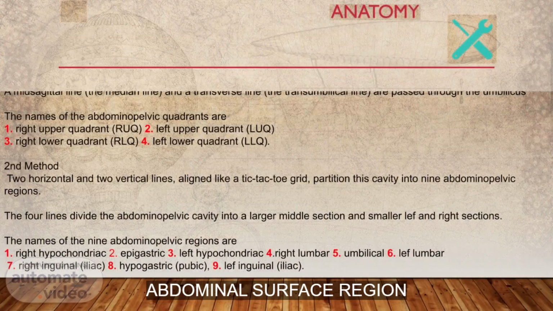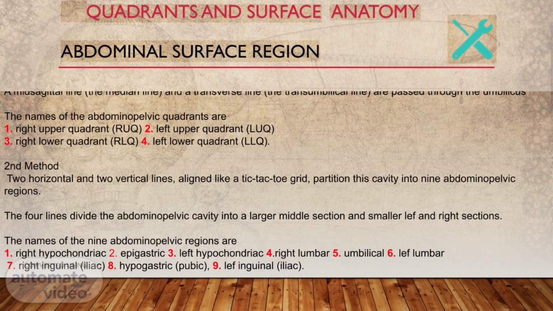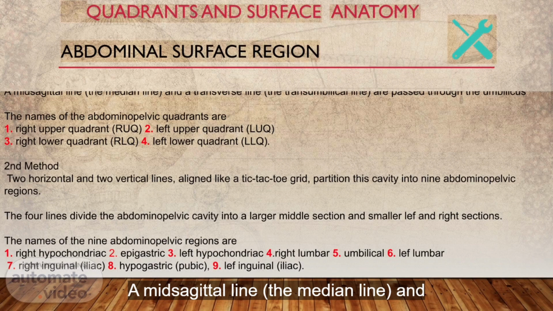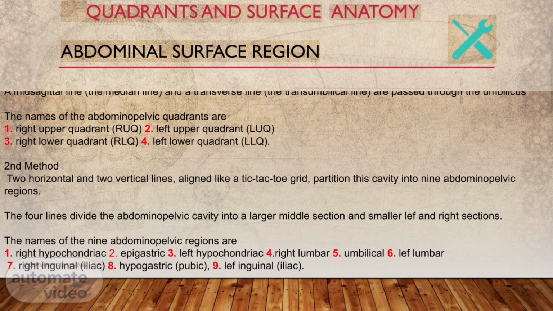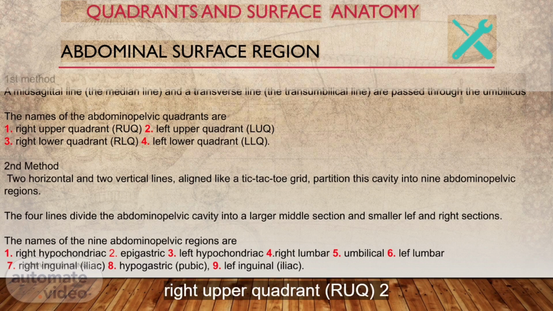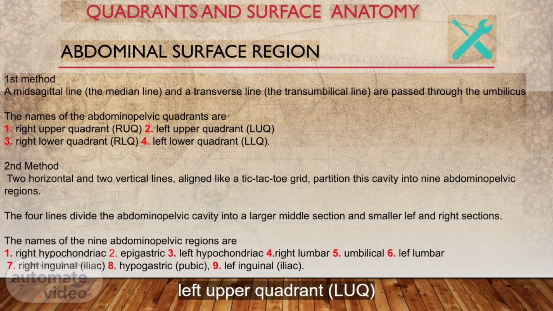Abdominal surface region. First method. A midsagittal line, the median line, and a transverse line, the transumbilical line, are passed through the umbilicus. The names of the abdominopelvic quadrants are: 1. Right upper quadrant, RUQ. 2. Left upper quadrant, LUQ. 3. Right lower quadrant, RLQ. 4. Left lower quadrant, LLQ.